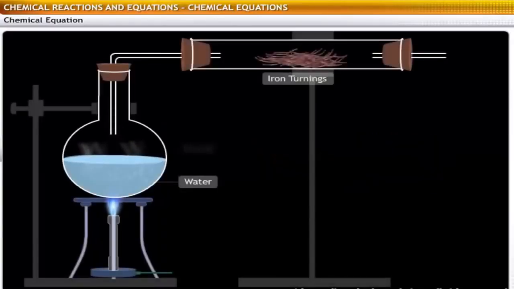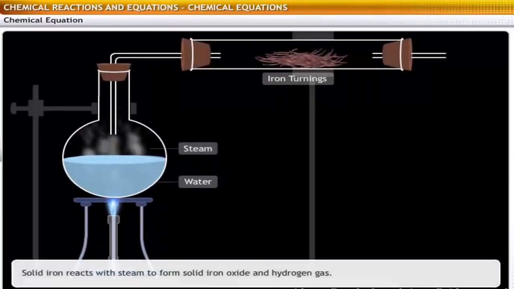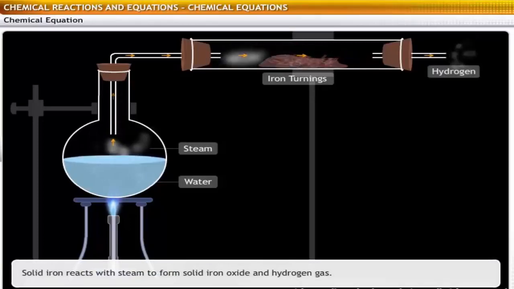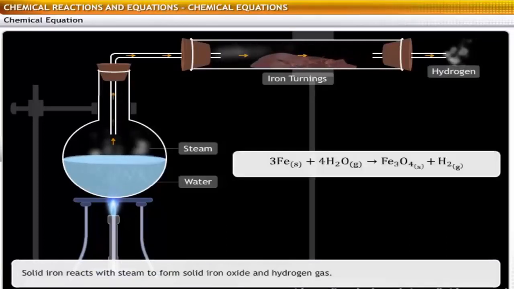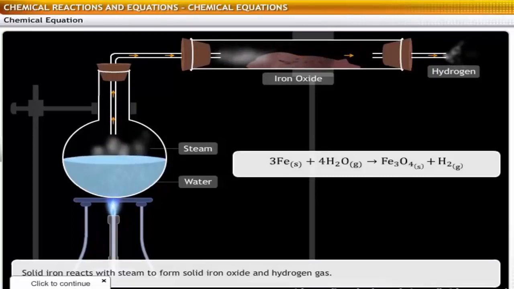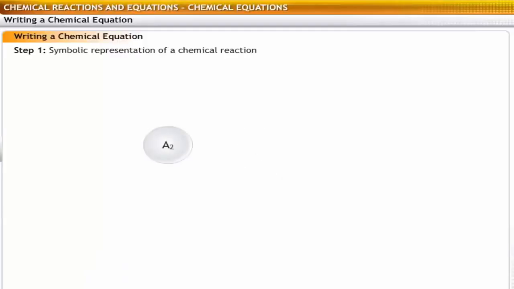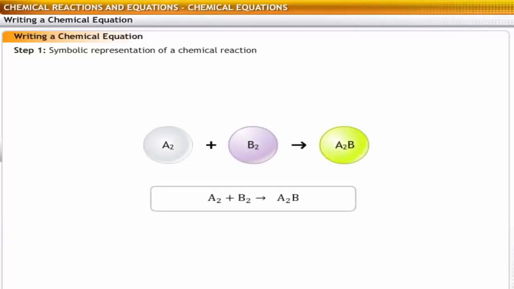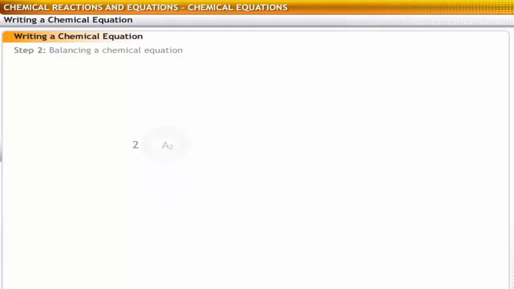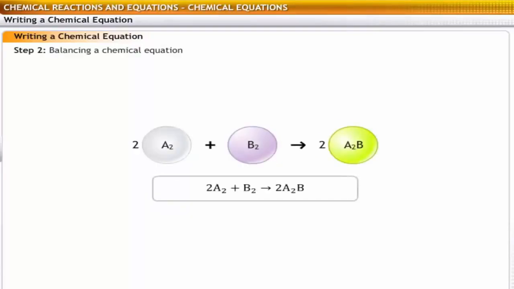Let us consider the reaction of iron with steam. Solid iron reacts with steam to form solid iron oxide and hydrogen gas. This reaction is represented as shown. A symbolic representation of a chemical reaction is the first step in writing a chemical equation. The next step is to ensure that the equation is balanced, considering the law of conservation of mass.